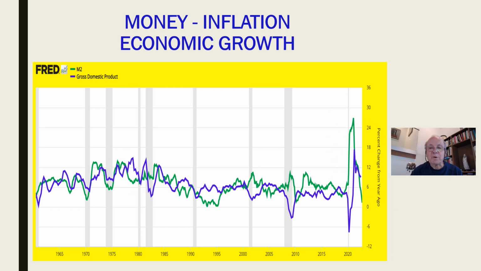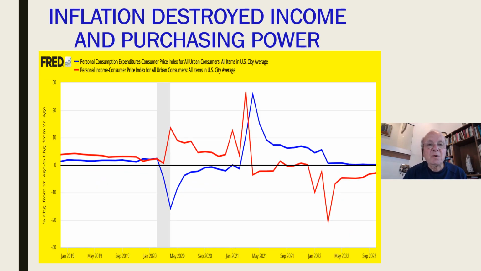Right now, what is important is the money supply is contracting, and this is bad news because when the liquidity contracts, as we'll show you later in the following slides, then the economy suffers. Right now, the economy is in deep trouble.